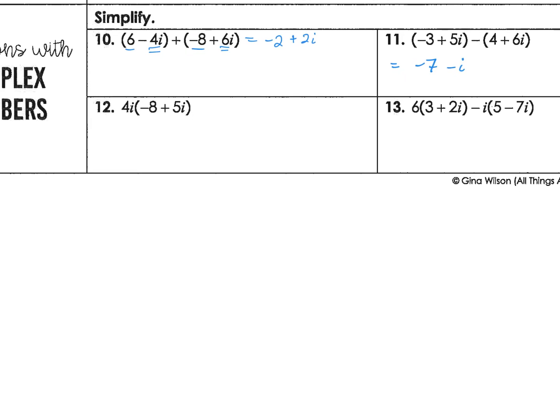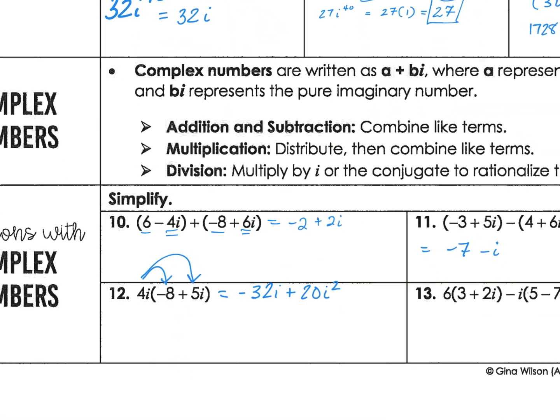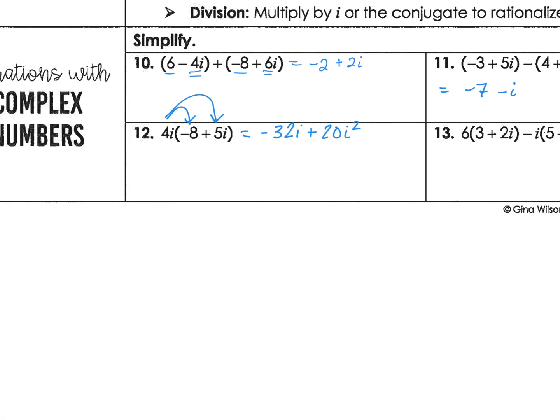12. 4i times negative 8 plus 5i just means you distribute. 4i times negative 8 is negative 32i. And then we have plus what? 20i squared, but you can't leave i squared. You have to simplify this down to a complex number. Complex numbers contain a real and an imaginary part that only contains an i. Why do you think we just did all of this stuff up here with all of the getting rid of the i squareds and i cubes and stuff? What is i squared? So this becomes negative 32i plus 20 times negative 1, which means this is negative 20 minus 32i. And that is the correct form for that number.